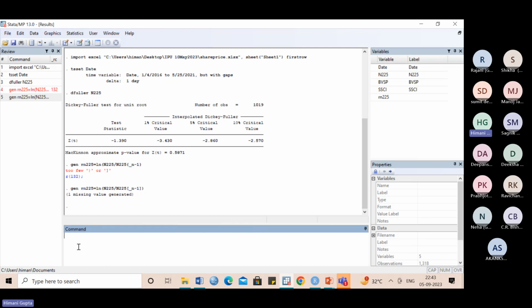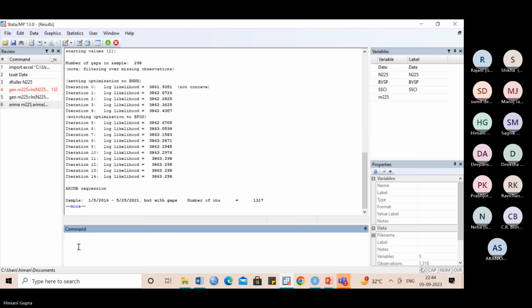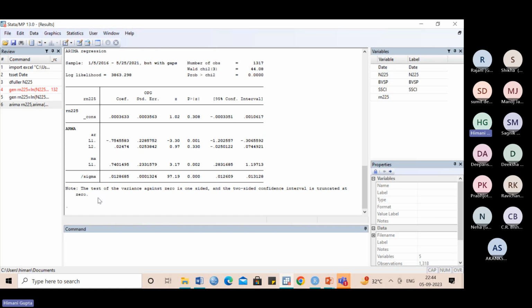Now, again, in this also, I'm going to create different models. So for that, the command will be arima for Rn225, comma, arima, your model. So I can take 2, 0, 1. So now you can see the model is created. These are your values, these are your coefficients over there. So I have created my model. Similarly, you can create different models over here and then check whether whatever model you are creating is a good model or not.